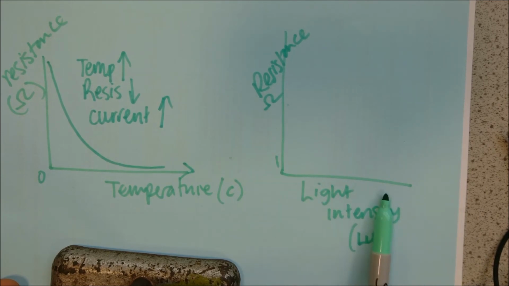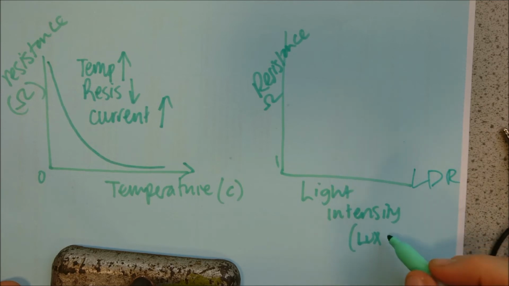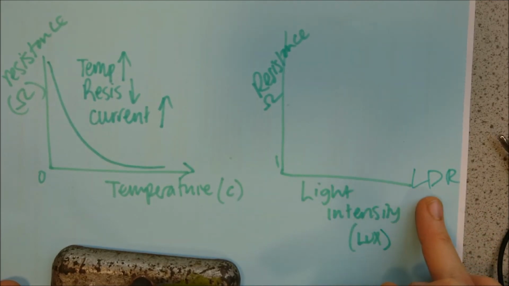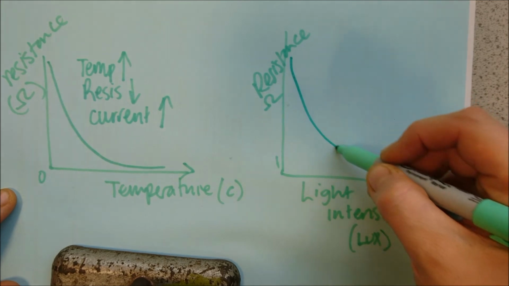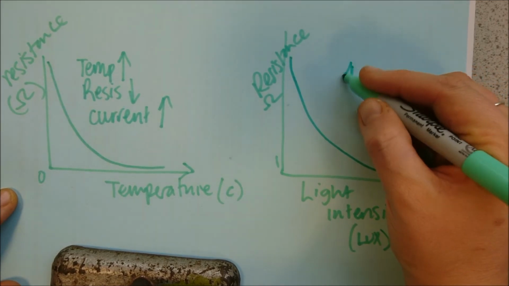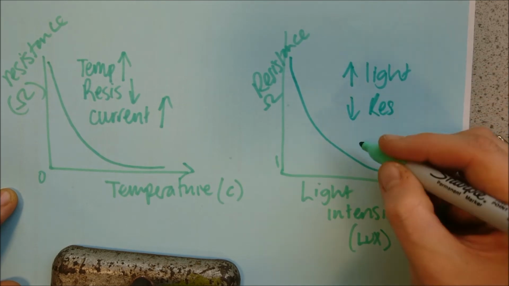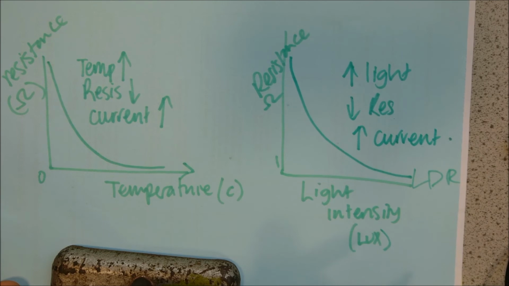This one is my light intensity, so this is to do with my LDR. Remember the shape of the graph. I've measured these in lux, but they could give you any unit. As the light intensity increases, the resistance decreases. So it's going to be like that. If there's more light, there's less resistance, which means there's an increased flow of current. Boom. That's mostly what you need to know about the components.